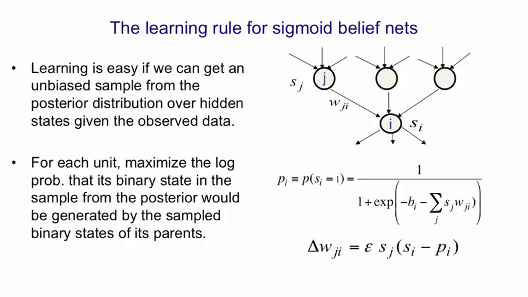So to summarize, if we have an assignment of binary states to all the hidden nodes, then it's easy to do maximum likelihood learning in our typical stochastic way, where we sample from the posterior and then we update the weights based on that sample, and we average that update over a mini batch of samples.